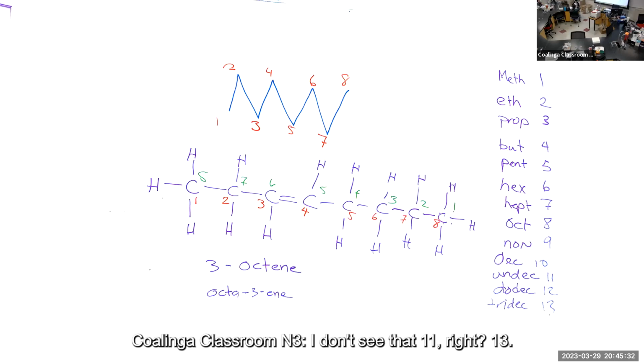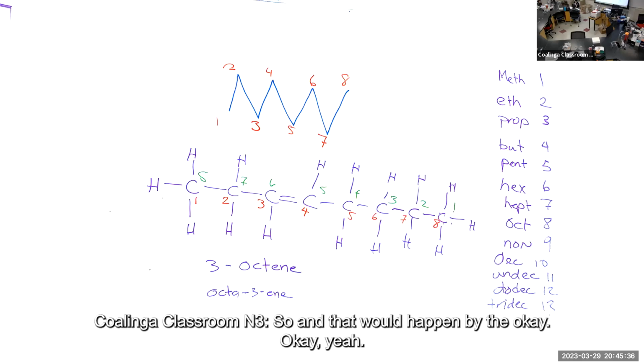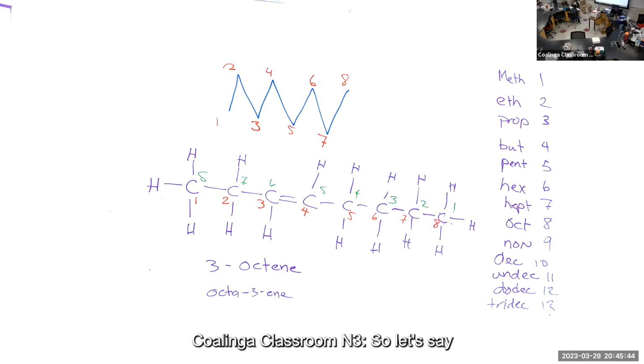And then how do we get that double bond? How do we get to that number? That would happen by a chemical reaction. Okay, so let's say the double bond was on the second to last single bond, or second to last, we would pick 1 or 2.